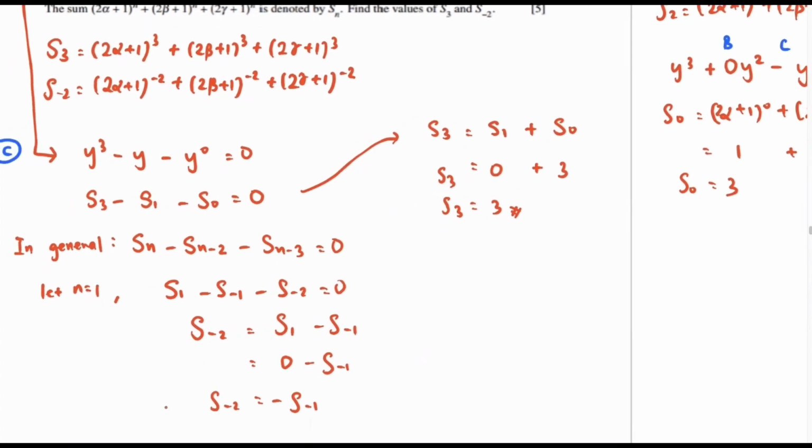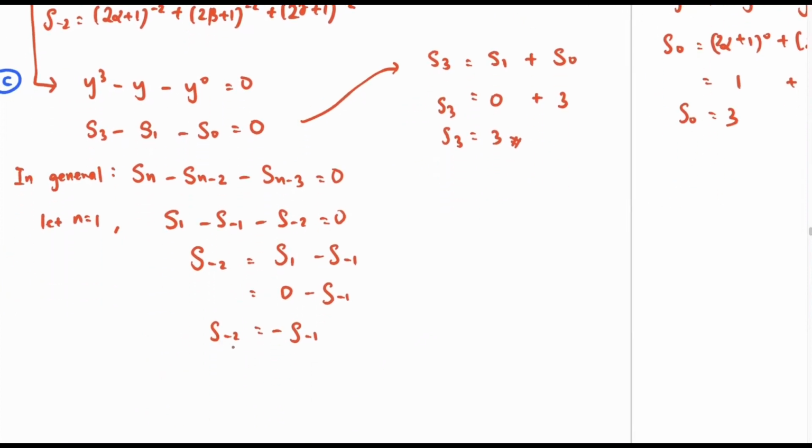So I get something like this. S negative 2 that we are looking for is equal to negative S minus 1. So we need to find out this value. I let N equal to 2. Like what I said, we try to avoid negative. So when I let N equal to 2, as you see here, S2, I put 2 here.